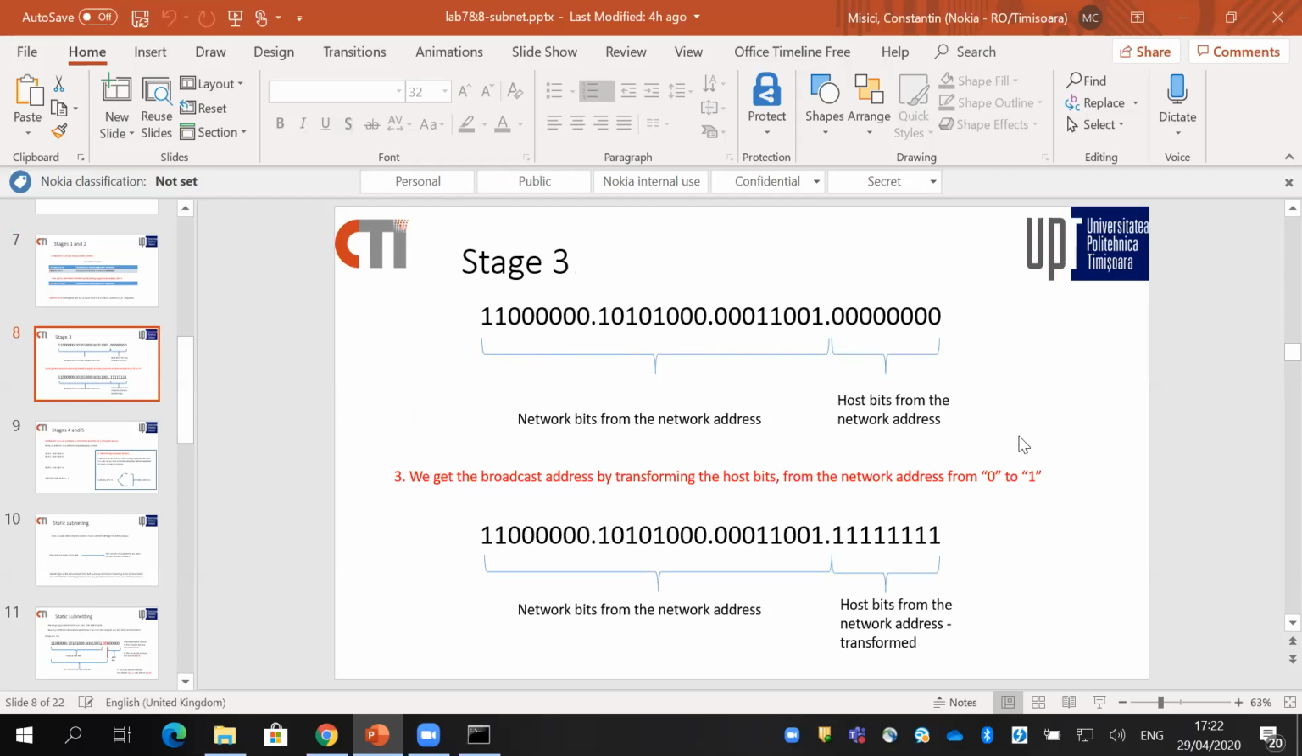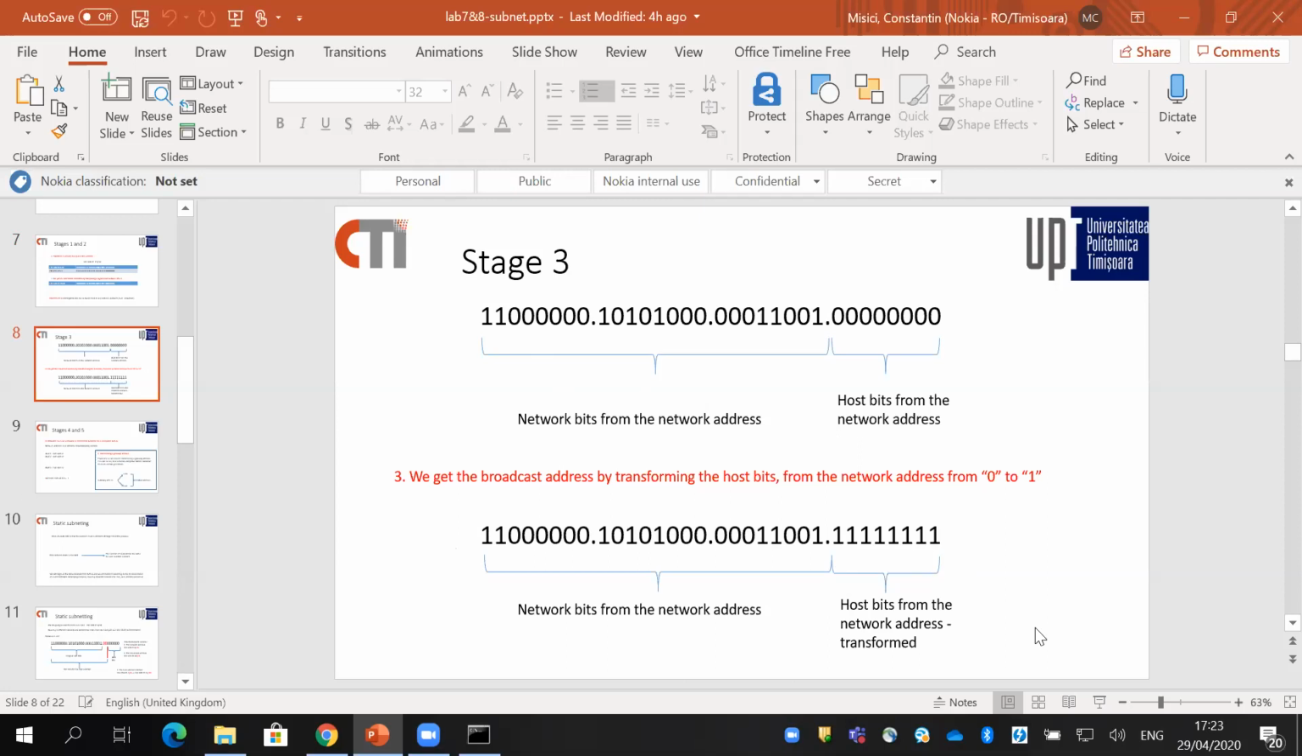Now, in order to get the broadcast address, all we have to do is transform the host bits, namely the last ones, from 0 to 1. And that's a simple process. We copy everything else, and the last bits we transform from 0 to 1. And this value is the broadcast address. Are things clear-ish up until now? If we would have for the host bits 0, 1, 0, 0, 0, and so on, we'll still get it. We just flip the zeros into ones.